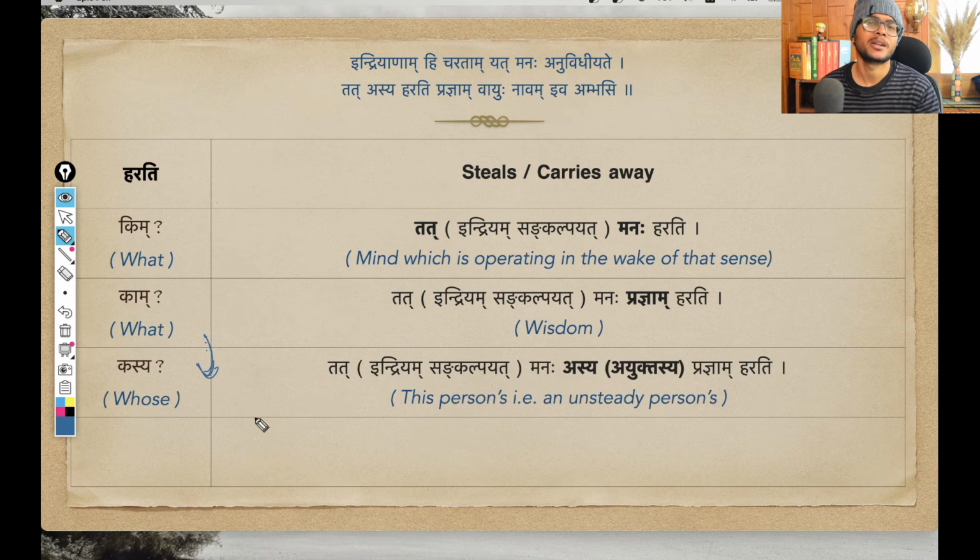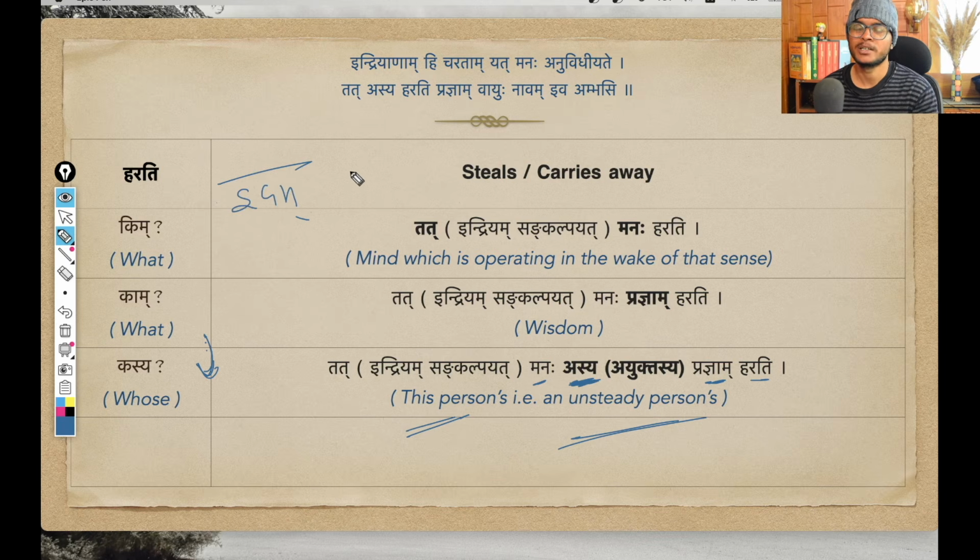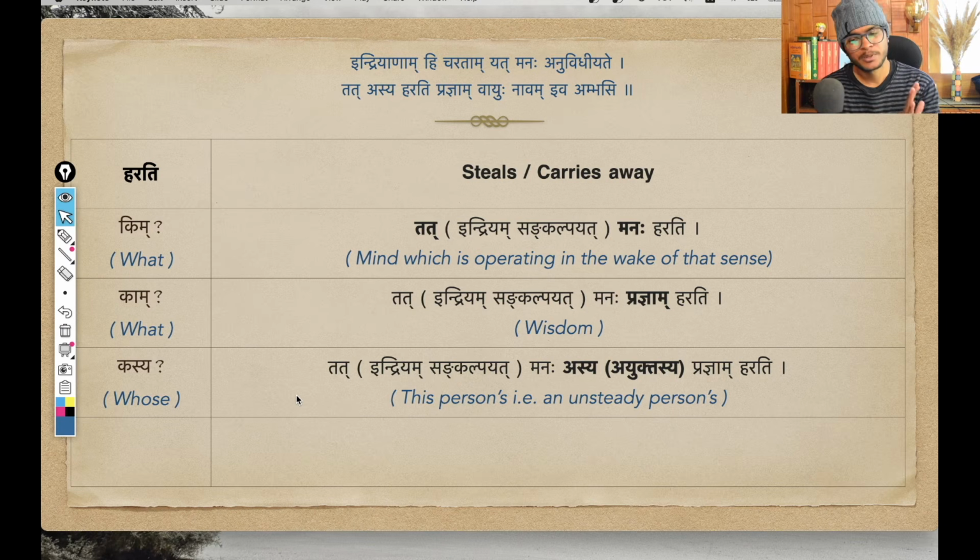And then Kasya Prajñam Harati, for whom are we talking about. We already know that in the previous shloka Krishna was talking about the Ayukta person, all of us. So he is not repeating that Ayukta, he is using the Sarvanama Asya. Manaha Asya Prajñam Harati, that the mind steals his wisdom. And this his, we know he is talking about that same Ayukta person. So Manaha Ayuktasya Prajñam Harati, that such a mind steals this person's, that is an unsteady person's wisdom. This Asya is coming from the Idam Sarvanama. We have already seen this Asya before also. This Asya is again the Shashti Vibhakti Ekvachanam form. So I hope all these words up till this point are clear.